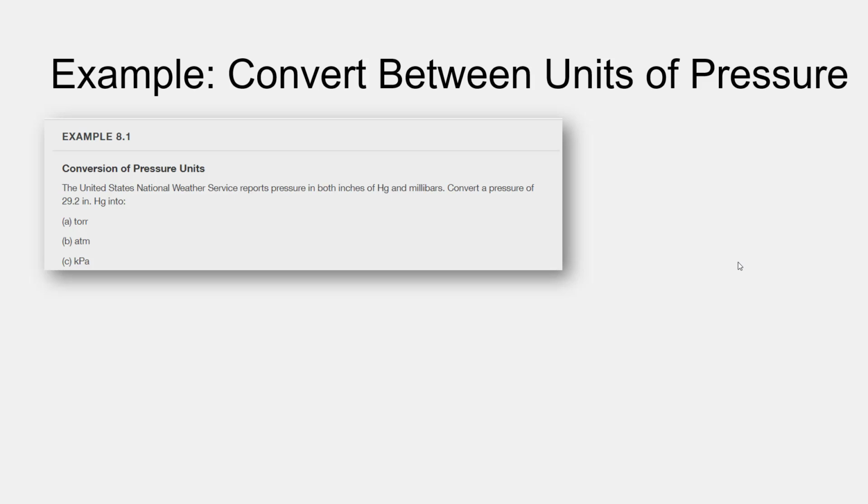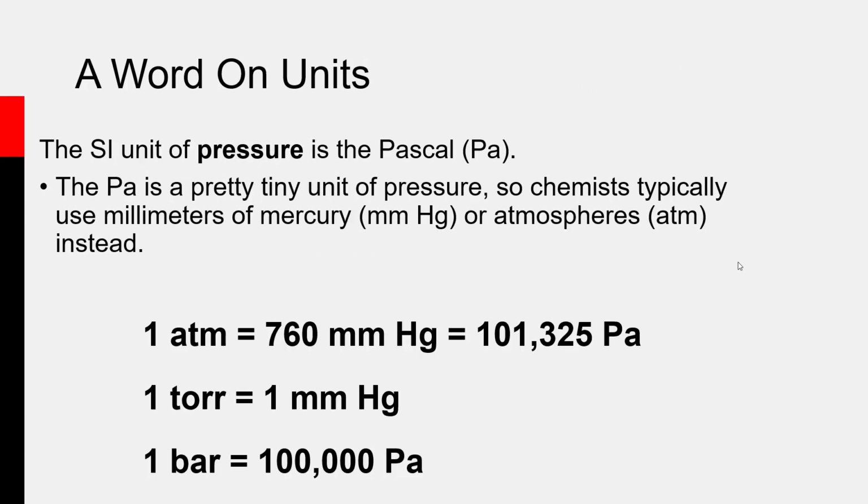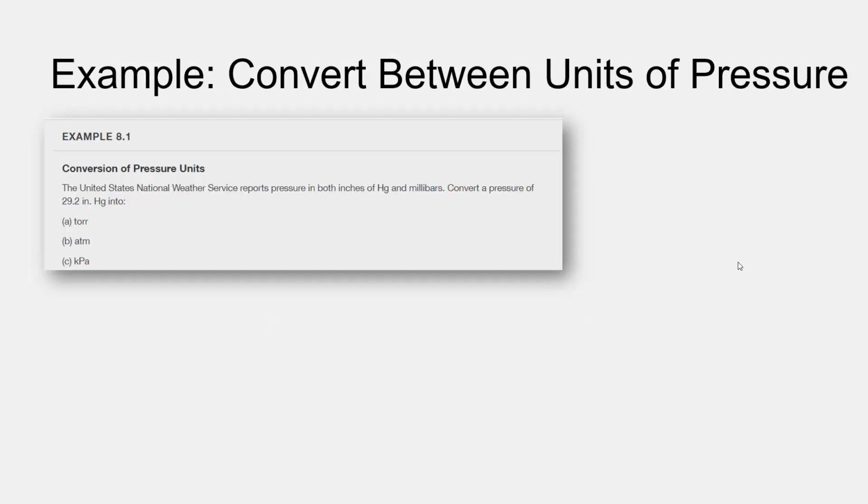The remainder of your conversions are again given on the previous slides. 1 atmosphere is equal to 760 millimeters of mercury, which is also equal to 101,325 pascals. 1 torr is equal to 1 millimeter of mercury, and 1 bar is equal to 100,000 pascals.